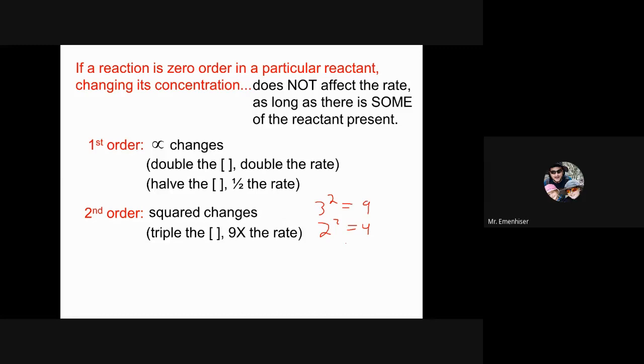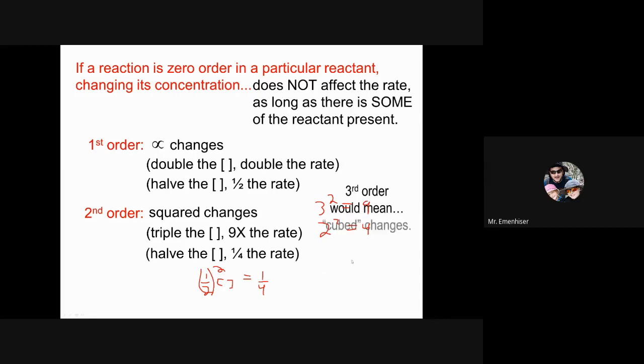The other concentrations of the other reactants are going to be held constant. You can only change one at a time. Now, if I half the concentration, then I get 1/4 the rate. So how do we do that? How do we go from 1/2 a concentration? If I take 1/2 and raise that to the square, I get 1/4. All right, and then this is what third order would be, cubed changes, and we won't see third order.